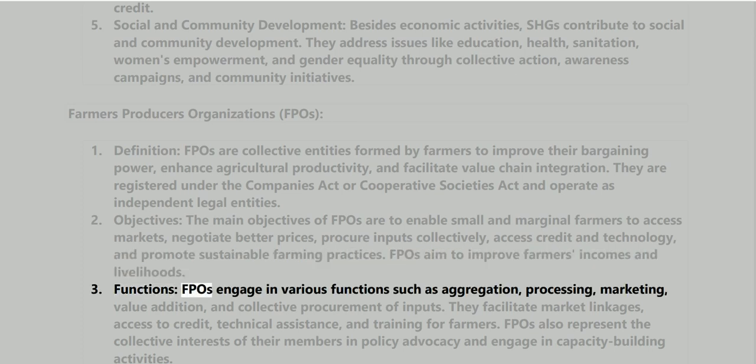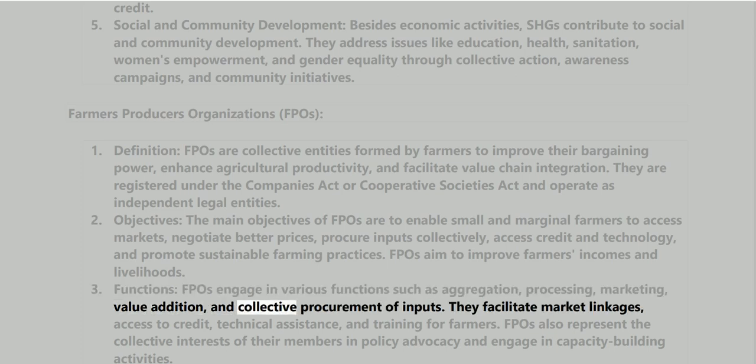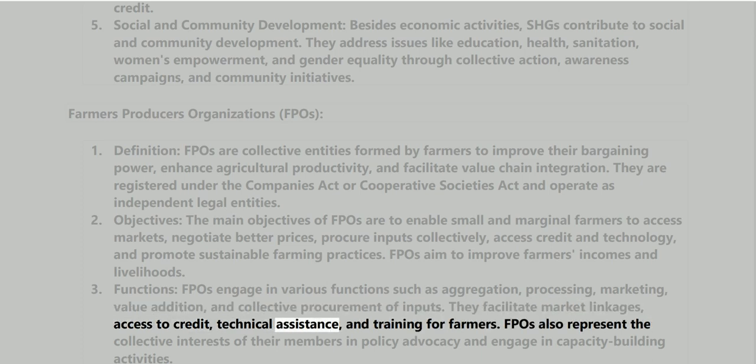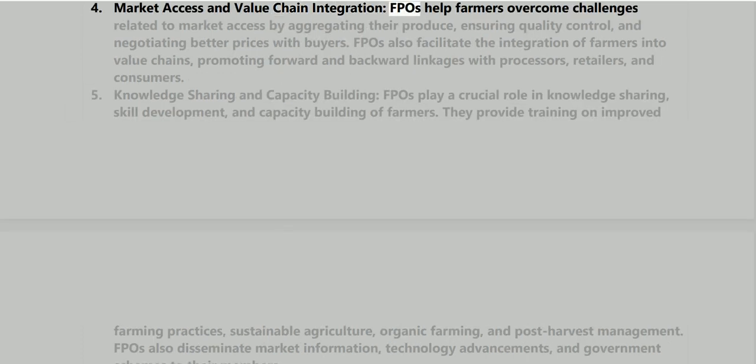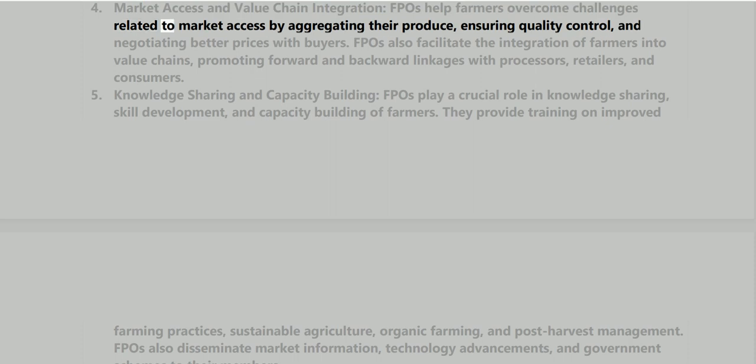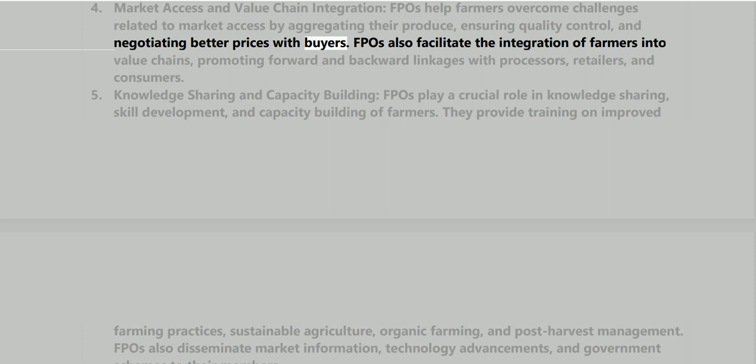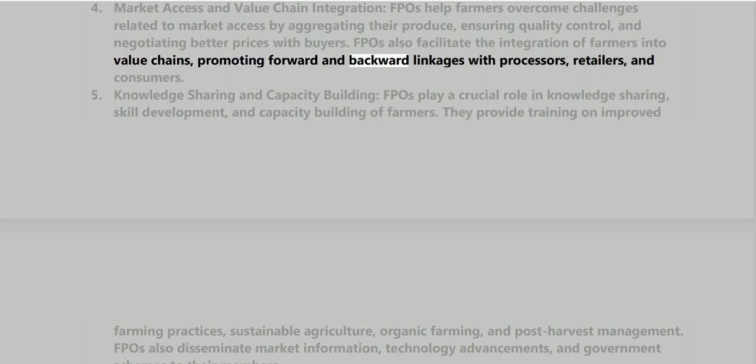Three, functions: FPOs engage in various functions such as aggregation, processing, marketing, value addition, and collective procurement of inputs. They facilitate market linkages, access to credit, technical assistance, and training for farmers. FPOs also represent the collective interests of their members in policy advocacy and engage in capacity-building activities. For market access and value chain integration, FPOs help farmers overcome challenges related to market access by aggregating their produce, ensuring quality control, and negotiating better prices with buyers. FPOs also facilitate the integration of farmers into value chains, promoting forward and backward linkages with processors, retailers, and consumers.